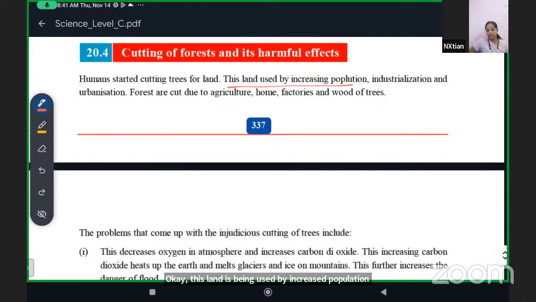Also, some industrialists are building their factories, their industries on the forest land. Why again? Because there is a population problem. They might not get the space to build their factories in the urban areas, in the cities. So what they do, they sometimes try to occupy the forest land. They try to cut the trees and establish their factories and industries on the forest land.